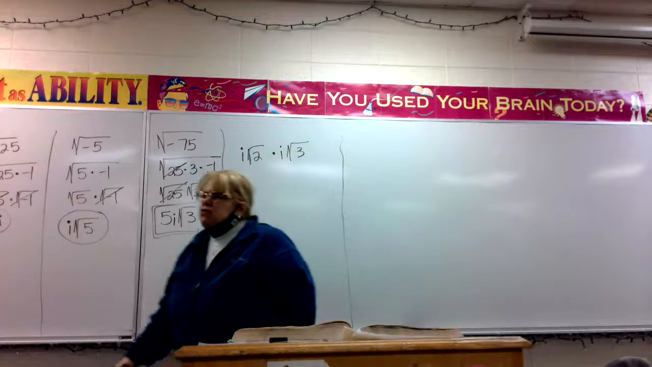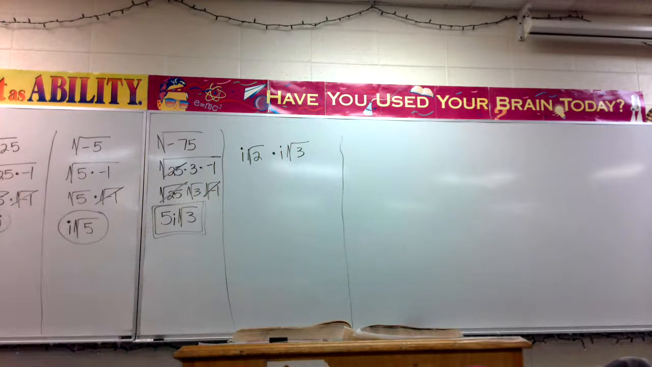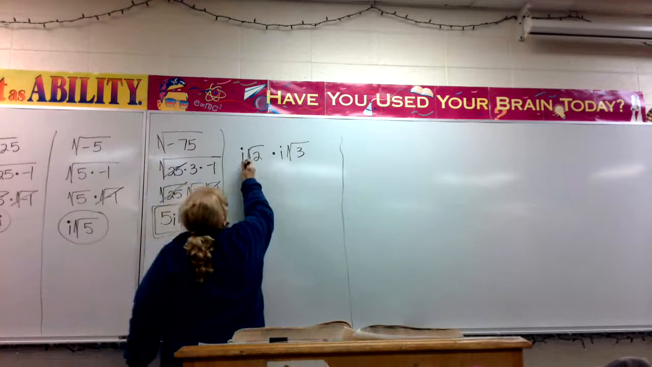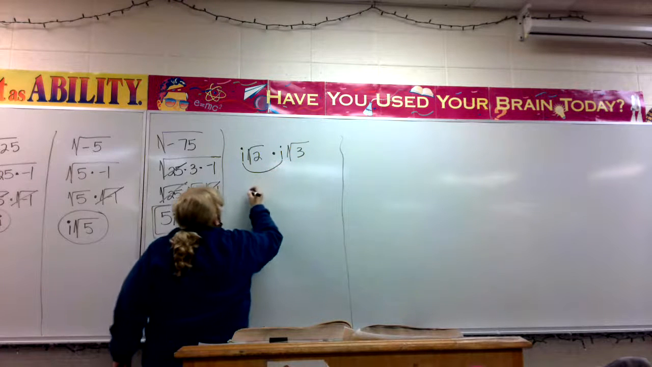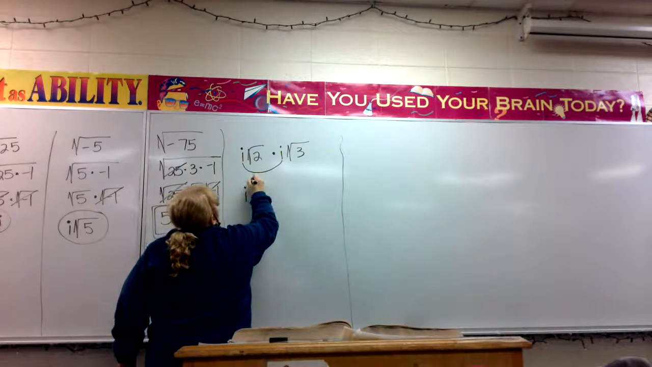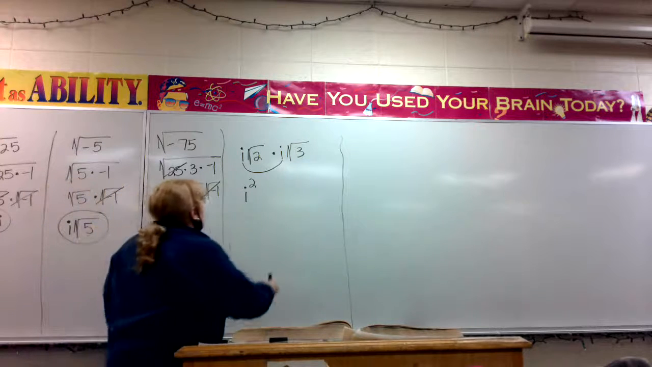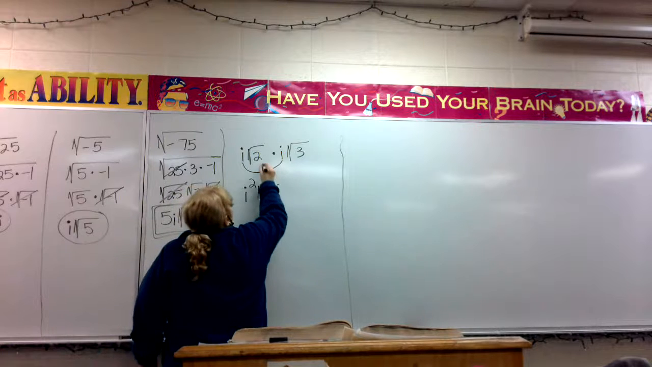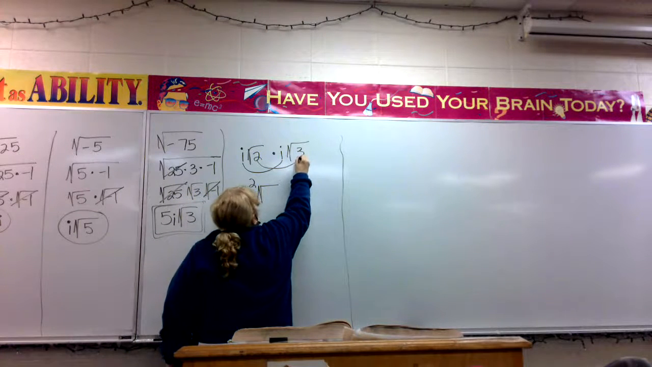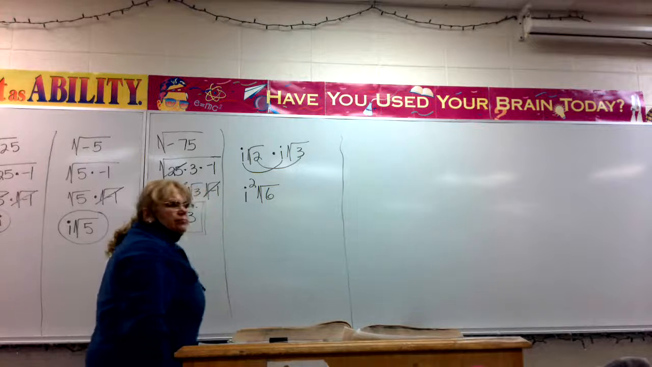Remember when we multiplied roots maybe last week one day? The rule for multiplying roots: outside times outside, inside times inside. So for this one, what's outside times outside? I times I squared, right? I times I is I squared. And then inside times inside, 2 times 3 is 6.